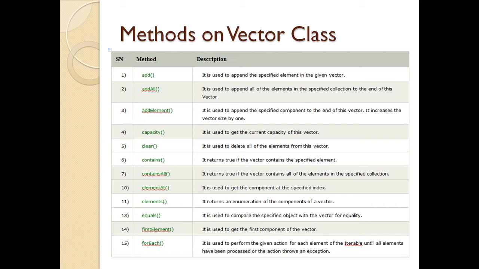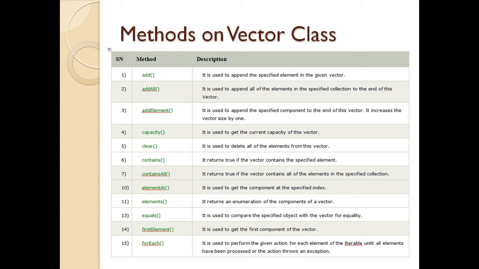The capacity method is used to get the current capacity of the vector, and clear method is used to delete all the elements from the vector. The contains method returns true if the vector contains the specified element. containsAll returns true if the vector contains all the elements in the specified collection. Now elementAt. This method is used to get the component at the specified index. It will return the element at the index which you have specified if the element exists.